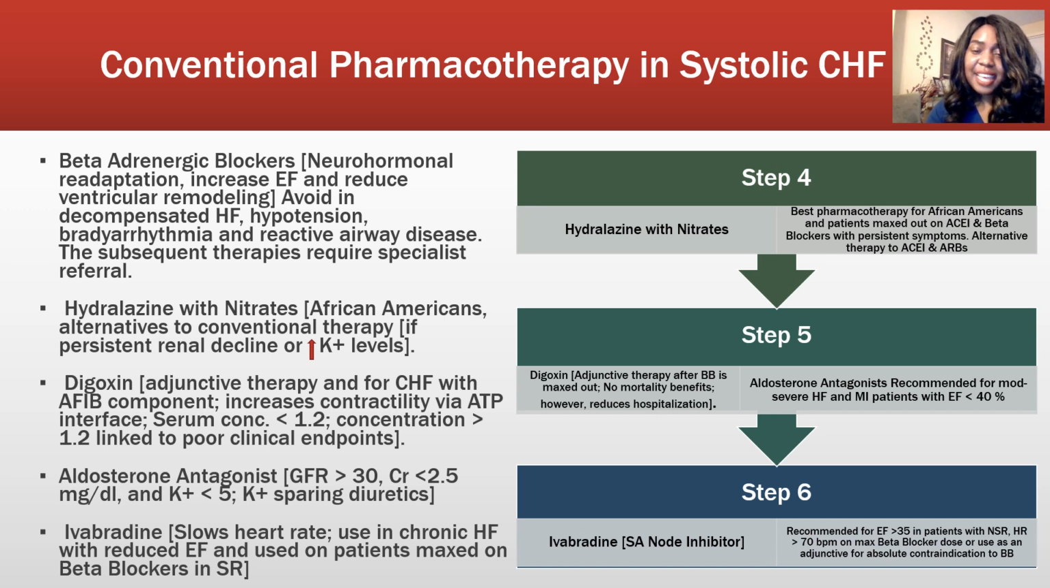Ivabradine, SA node inhibitor, recommended for EF less than 35% in patients with NSR or heart rate greater than 70 who are on max beta blocker dose. Or it can also be used as an adjunctive therapy for absolute contraindication to beta blocker.